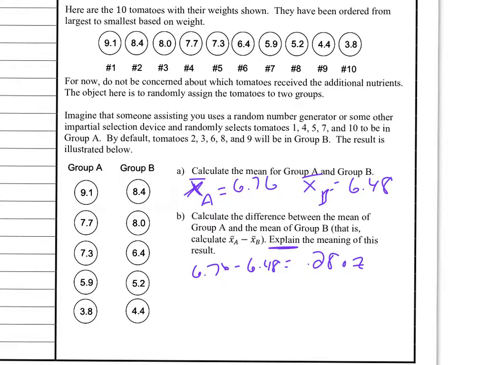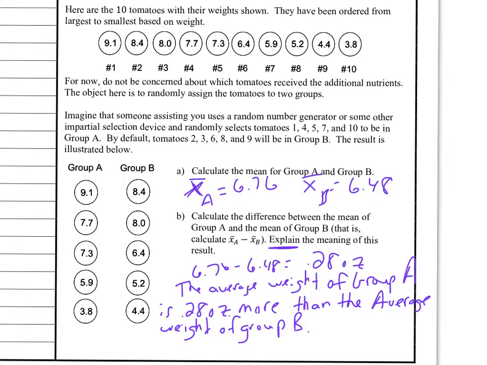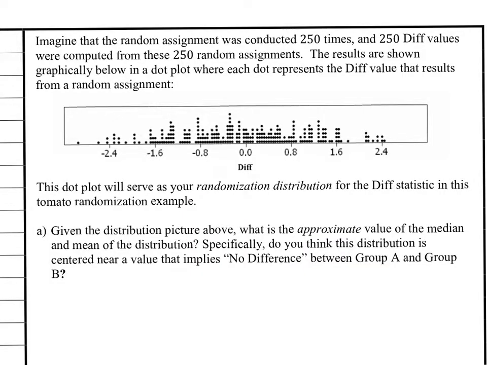Justify, show your work. So we're going to say the average weight of group A is 0.28, 28 hundredths of an ounce more than the average weight of group B. So pause it and write that. So there it is. The average weight of group A is 28 hundredths or 0.28 ounces more than the average weight of group B. Fairly straightforward. Take a second, pause it, copy that down. So we did the average minus the average. That's it.